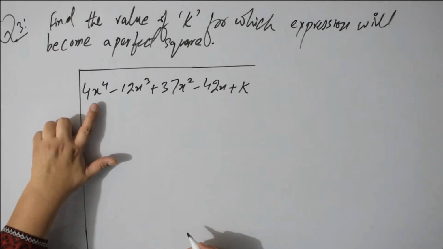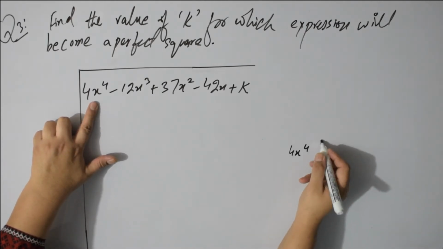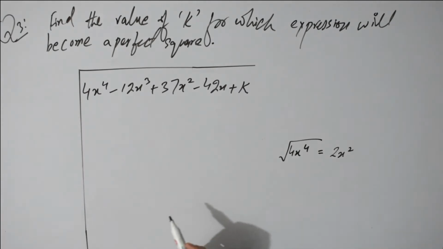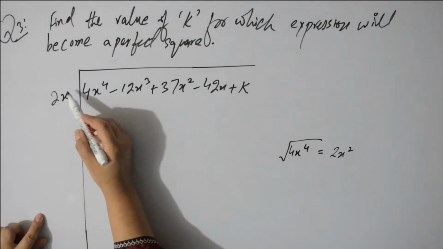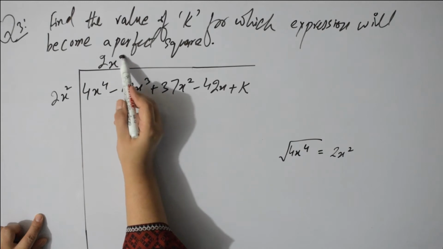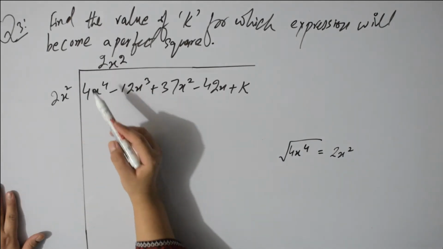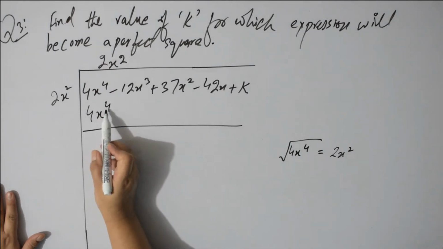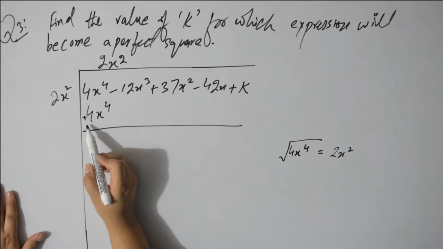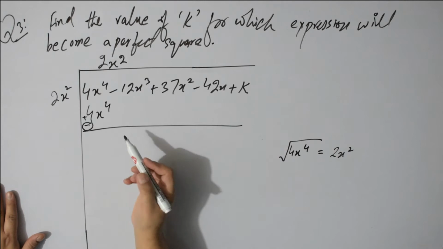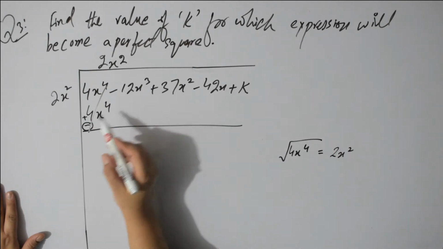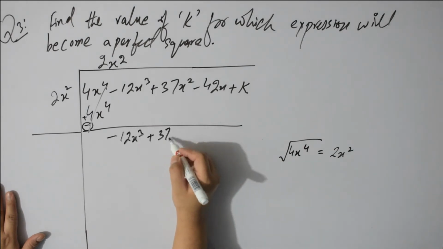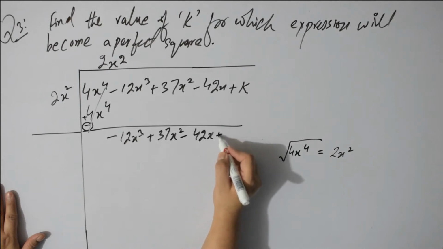First you will take the square root of the first term, that is in rough. When I took this square root, my answer is 2x square. Okay, the square root of the first term is 2x square, which becomes its divisor and its quotient both. Then you will multiply 2 times 2x square, that is 4x square, leave some space, and you know this 4x4 has plus sign, so I want to change signs. New sign will be minus. Cancel it and bring this term down. It becomes minus 12x cube plus 37x square minus 42x plus k.